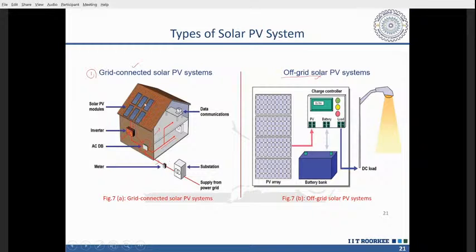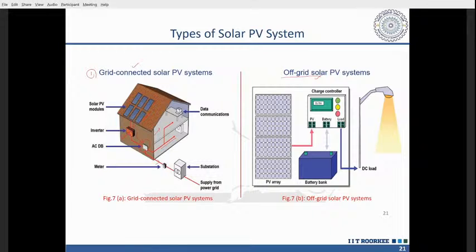Suppose I don't have any generation from the PV panel, then what will happen? I have to tap the power from the main supply. You can call it the main supply and the solar supply. If you're interested, I can make a video for all of you on how the solar panel is integrated into our distribution network.